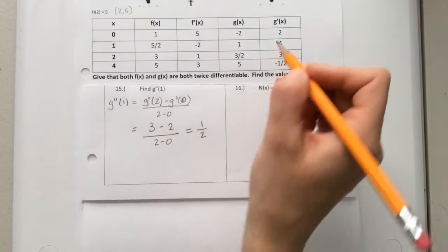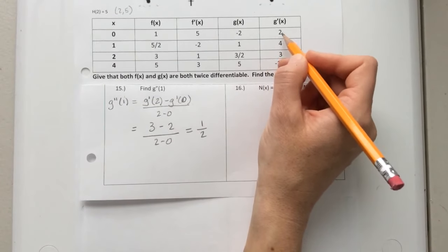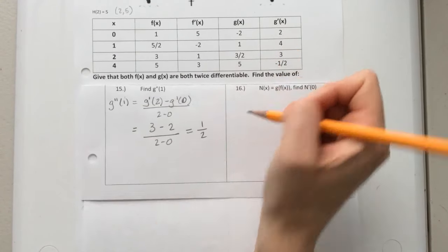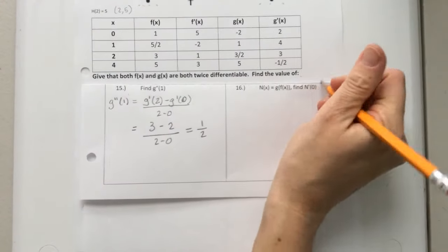Let me double check that. G prime of 2 is 3, g prime of 1 is 2. Yep, good.